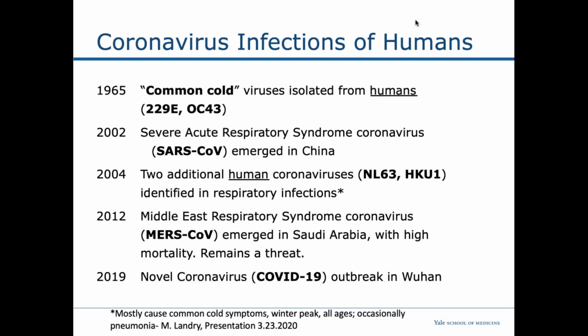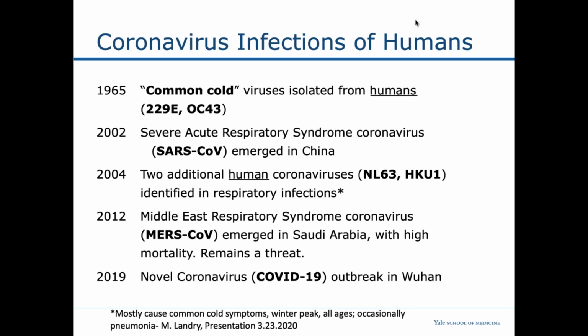Then in 2012 was the Middle East respiratory syndrome coronavirus that emerged in Saudi Arabia. That has about 35% mortality, but it doesn't spread well between people. The people that have contracted it initially got it from camels, because that is the animal that carries it. And then they didn't transmit it well except for very close relatives or healthcare workers. But it still remains a threat. And then in 2019, we had the novel coronavirus outbreak in Wuhan.